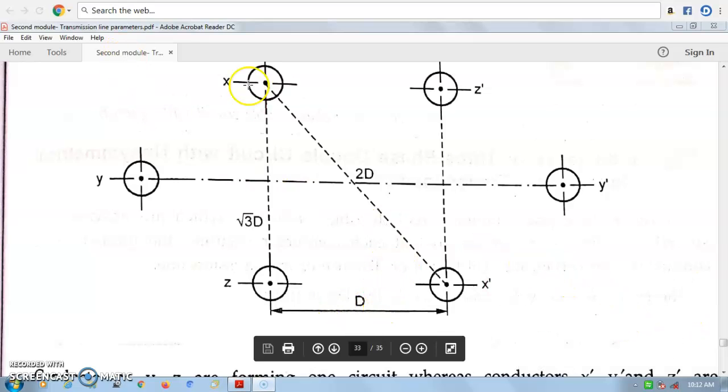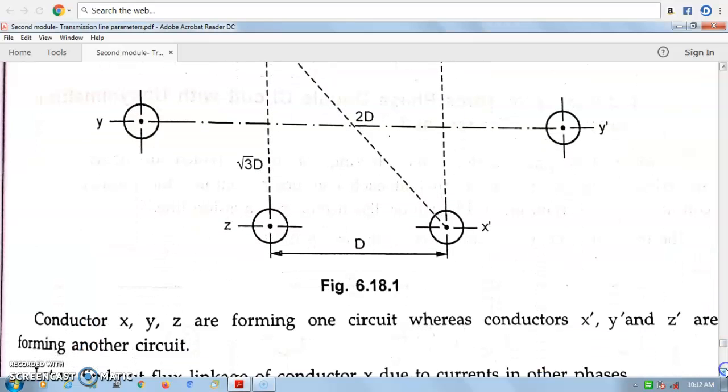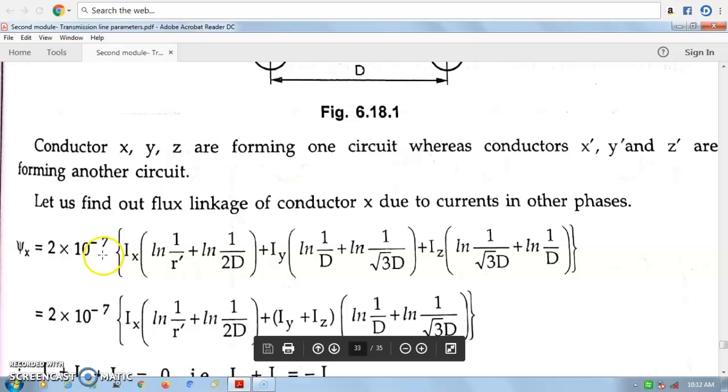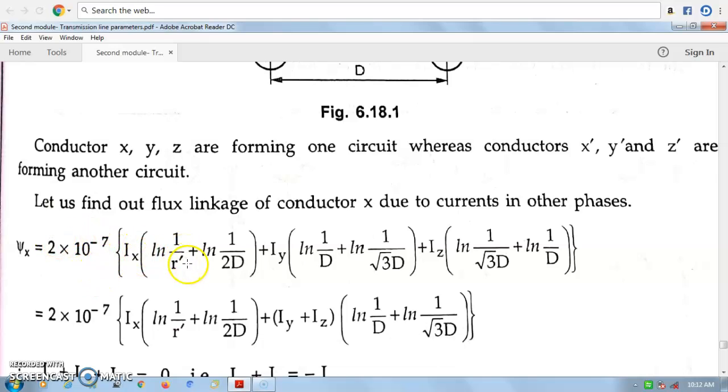So for the flux linkage at the x conductor, we have to write the equation here. See the equation. Flux at the x conductor: take 2 into 10 to the power minus 7 common here, current into the distance of the x conductor and the distance between x and x dash.